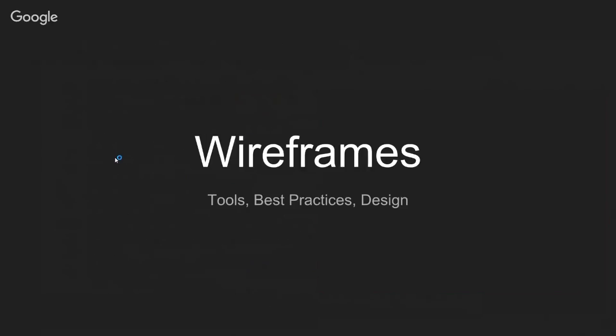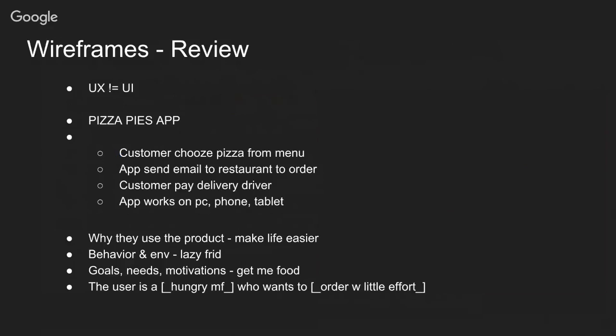Okay. So wireframes. For the review, just to give you guys a little reminder, we're working on the pizza pie app. So the customer chooses the pizza from the menu. This is what we got from the briefing. Customer chooses the pizza from the menu. The app sends the email to the restaurant. The customer pays the delivery driver, and the app should work on PC, phone, and tablet. Okay, and then we have the responses from the questions that were asked before.